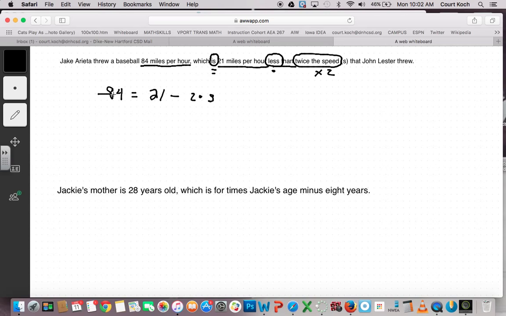So while this isn't the incorrect formula to write, the correct would have still been 84 miles per hour is equal to 2 times s, and this time I'm going to use parentheses to help simplify that a little bit, less than or minus 21. So now I can read this as 84 is equal to 2 times s minus 21, meaning 21s is going to be 21 miles less.